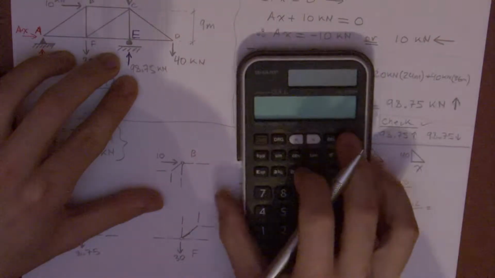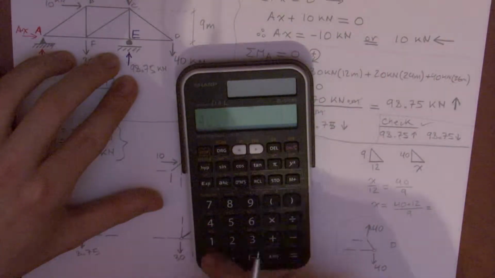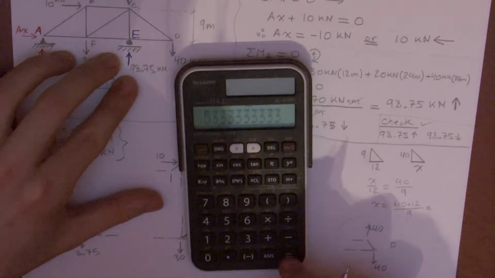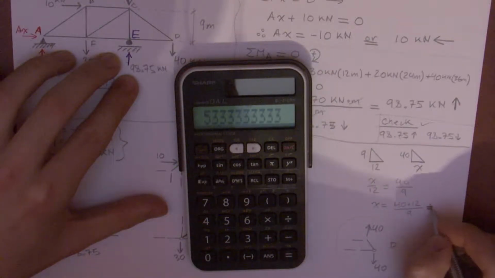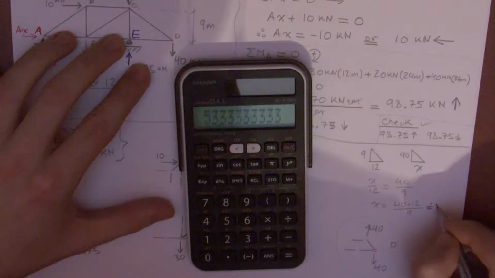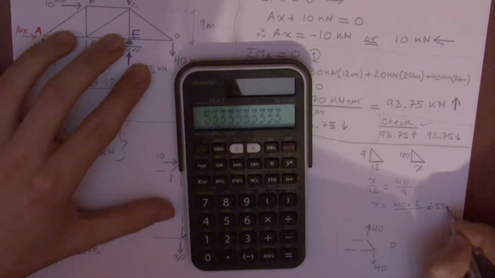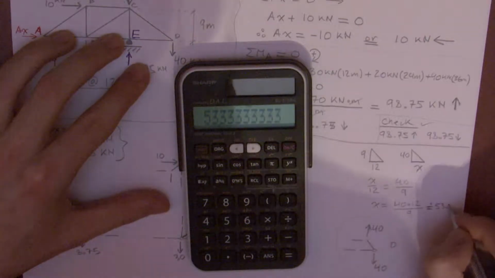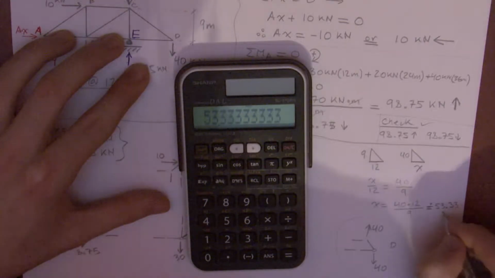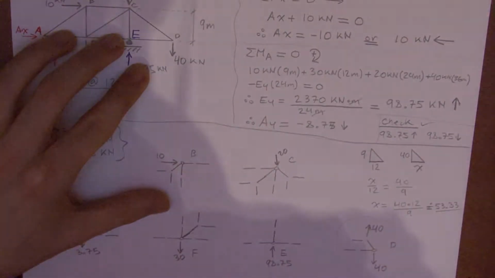And let us calculate that right now. So 40 times 12 divided by 9. Now, careful with rounding. In this case, you can just use 53. I'm going to use 2 decimal places since we have 2 decimal places here. So we're going to use 53.33. So that is what it is.